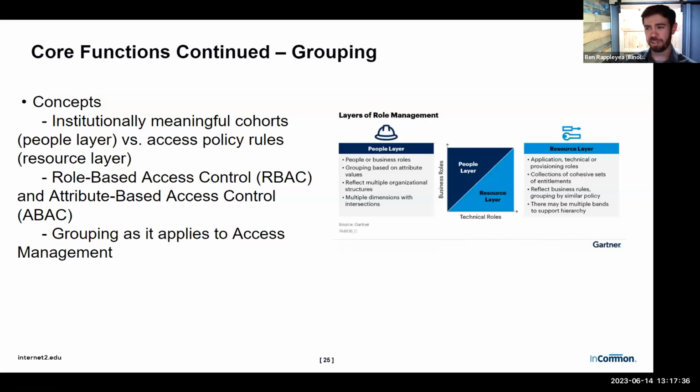Grouping is the next high-level category. There are several different models of grouping, and they are essentially going to be broken down by the different tools that we actually use to do the grouping. But the core things are that there are going to be high-level roles that are determined by what people do or what they are or how they're identified in the systems. And that's the institutionally meaningful cohorts.